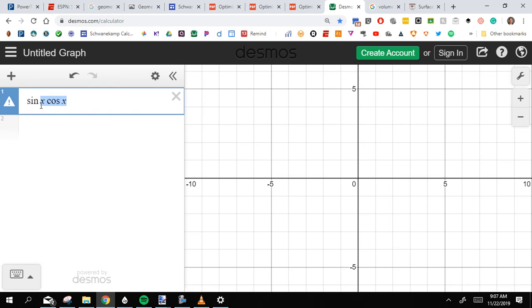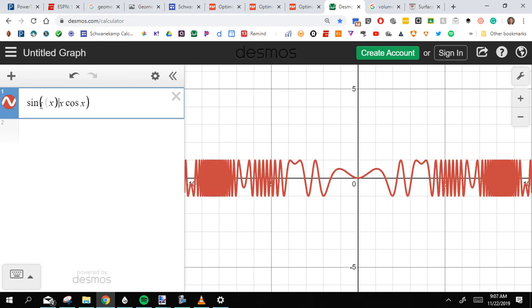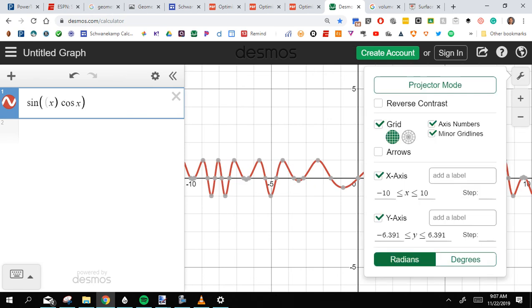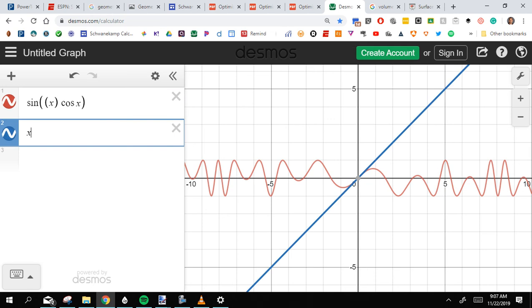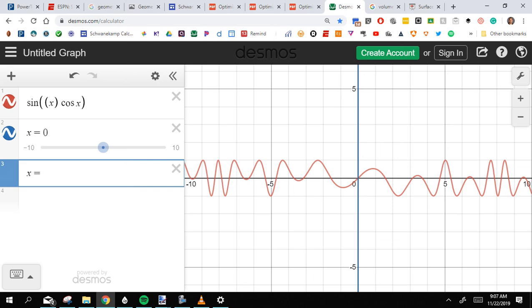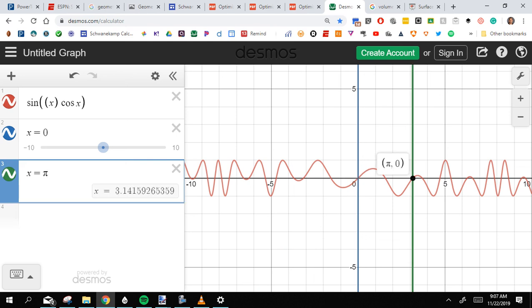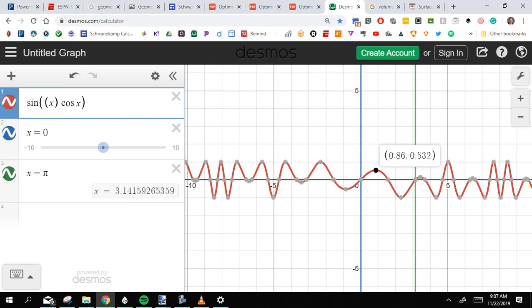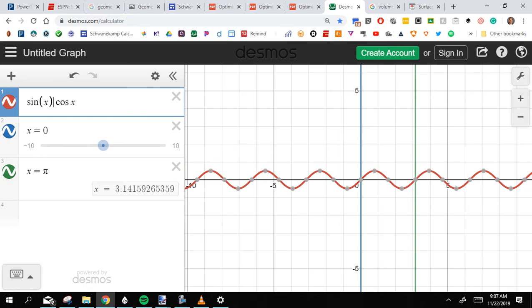So sine of x, cosine of x. Let's go between x equals 0 and x equals pi. Oh, I typed in something weird up here. Hang on. Yeah, it's because this is thrown. There we go. X equals 0.